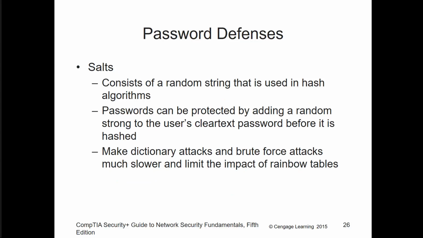So, salts. What is a salt? Salts consist of a random string that is used in a hashing algorithm. Passwords can be protected by adding a random string to the user's clear text password before it's hashed. So it'll be the password plus the salt, hashed, to get the salted hashed password. This makes dictionary attacks and brute force attacks much slower and limits the impact of a rainbow table. Because again, the salt will be random text added to the end of a password.